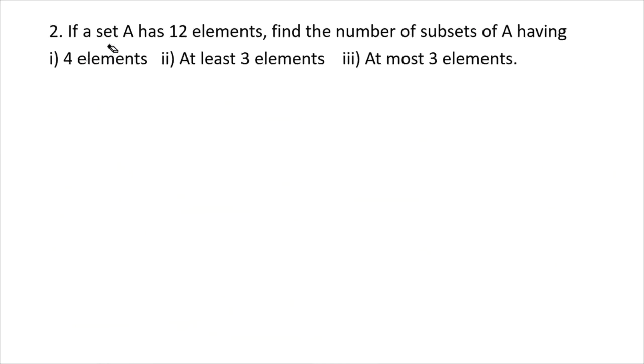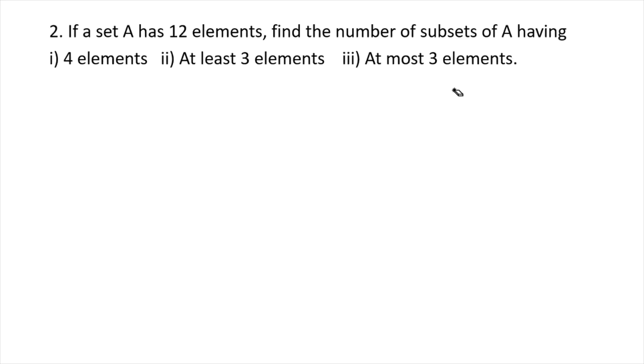And the next question is like this. If a set A has 12 elements, find the number of subsets of A having 4 elements, and the next one is at least 3 elements, and the next one is at most 3 elements. In order to answer this question, you should know the meaning of these two terms, at least 3 elements and at most 3 elements.